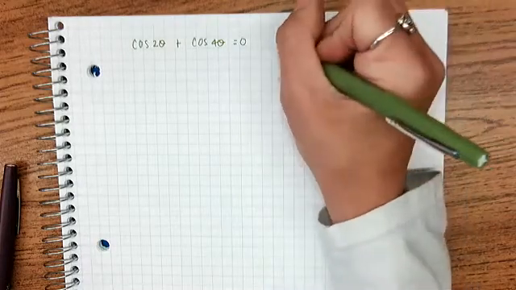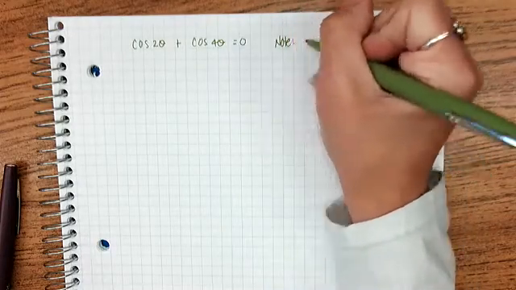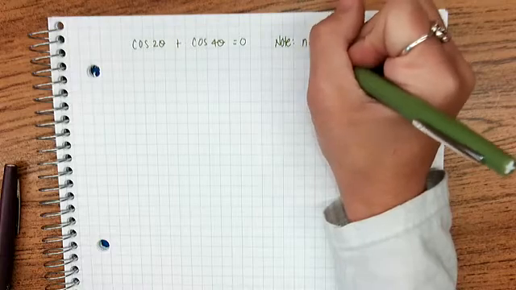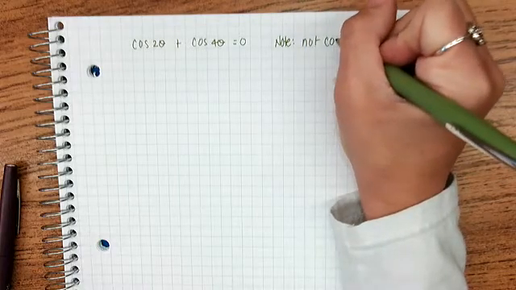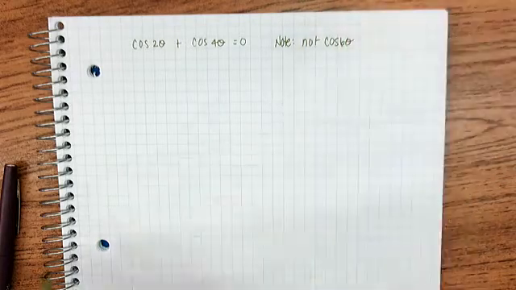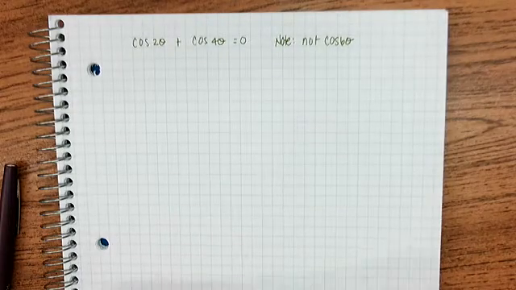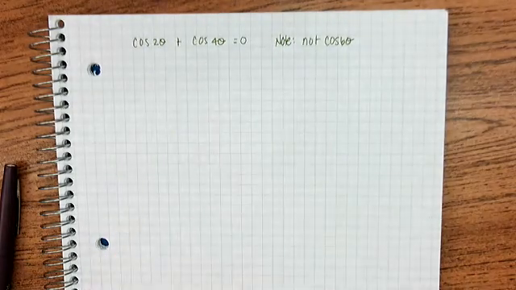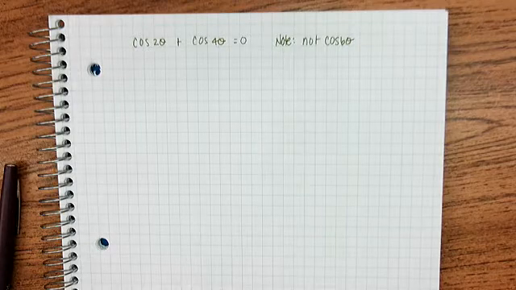Okay, so a little note here. This does not equal the cosine of 6 theta. Very common mistake. You cannot add the arguments, I guess you want to call them.